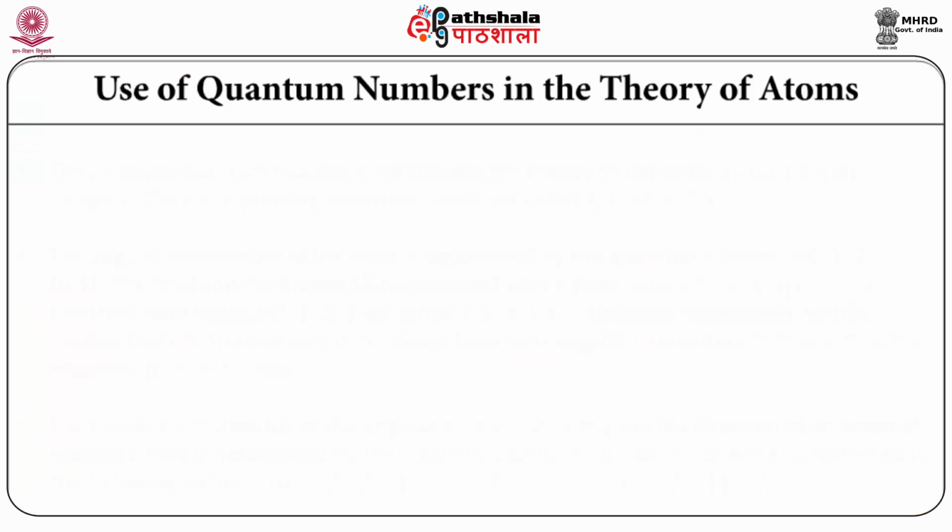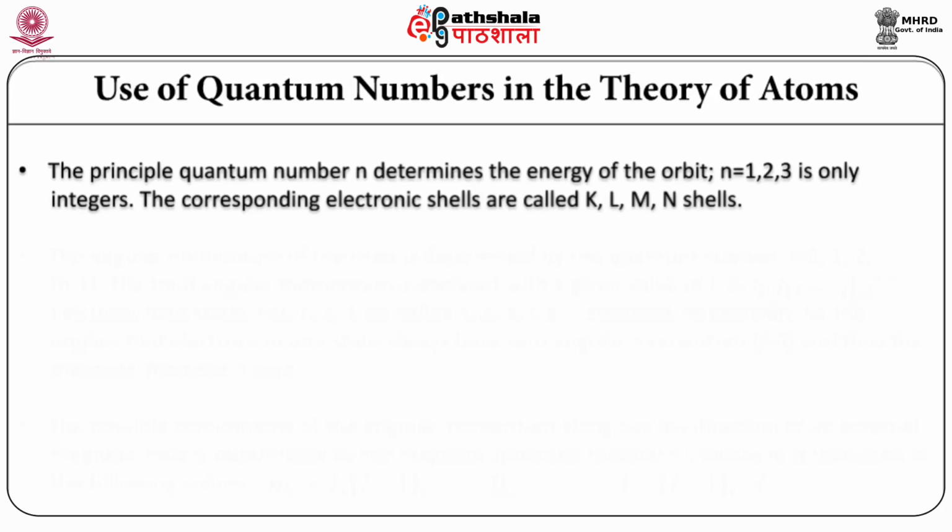Now, what we do here is to study and understand the use of quantum numbers in the theory of atoms. And of course, this is very essential before we actually proceed ahead. First, the principal quantum number n determines the energy of the orbit, and remember that n equal to 1, 2, 3 are only integers. The corresponding electronic shells are called the capital K, L, M, N shells.